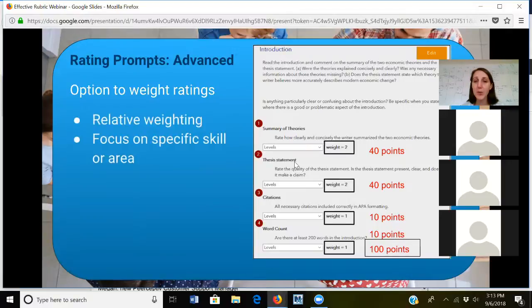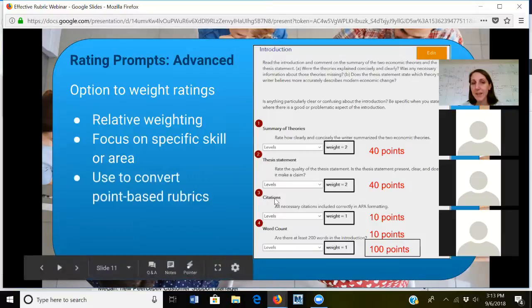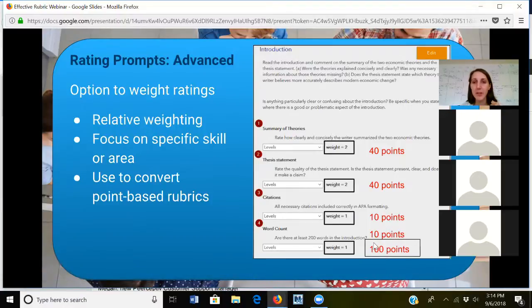You can weight it more strongly so that the students are more focused on it, and you can also see their improvement over time. The option to weight ratings is also very nice if you have a point-based rubric. As you can see in my example, if you have the summary weighted 2, that might be similar to 40 points on a 100-point-based assignment. Thesis statement, the same. Then things that are less important, like citations and word count, that you want the students to do a good job in, but you're not as concerned about, can be worth a weight of 1, which might equal, say, a 10-point part of a traditional rubric. So again, this is very nice if you are coming off of point-based rubrics. It makes it easy to convert.